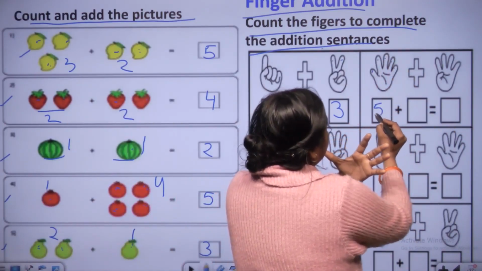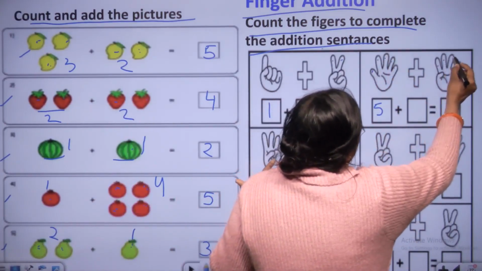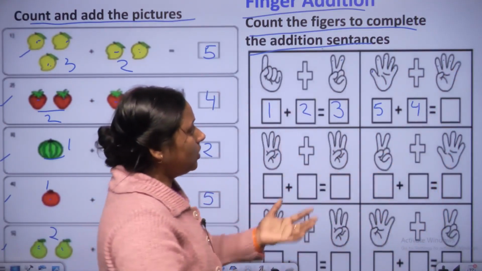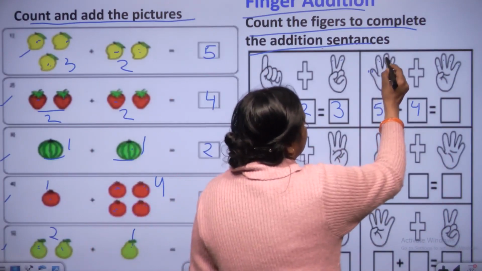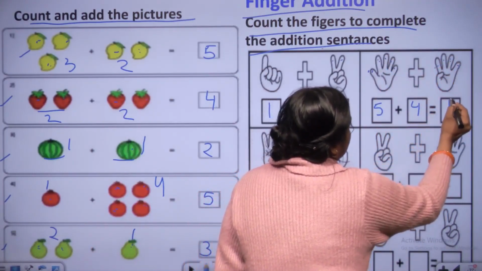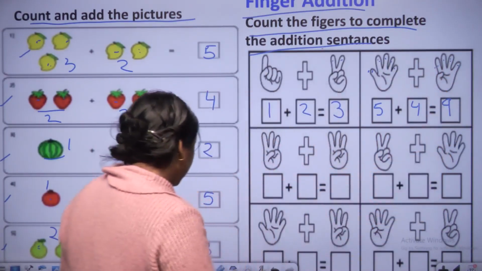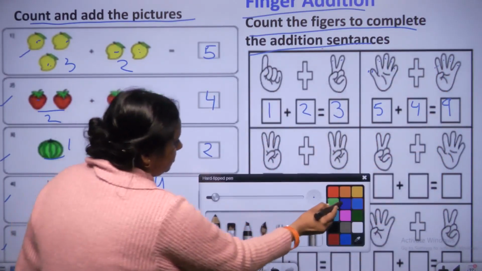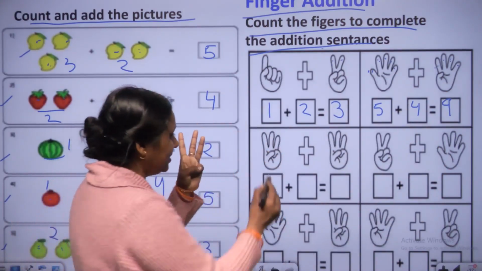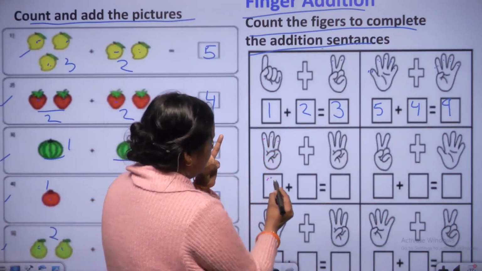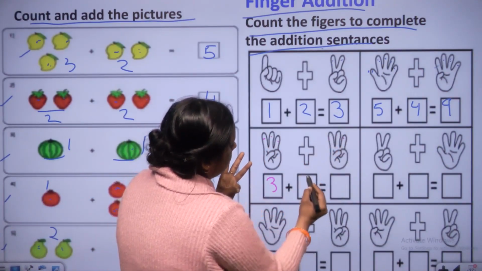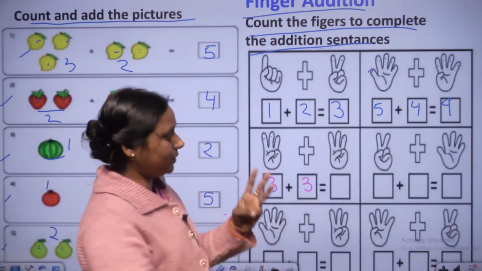Okay, this one, count the fingers. 1, 2, 3, 4, 5. Yes, 5. Another side, 1, 2, 3, 4. Adding both together, 1, 2, 3, 4, 5, 6, 7, 8, 9. Yes, 9. Okay. Now next, here, how many fingers? 1, 2, 3. Yes, plus then 1, 2, 3. 3. Okay.